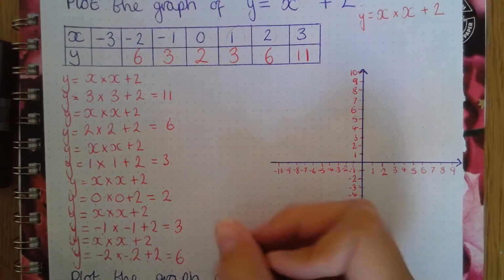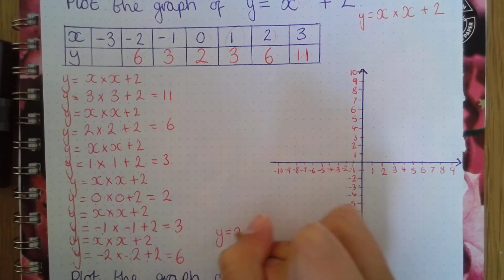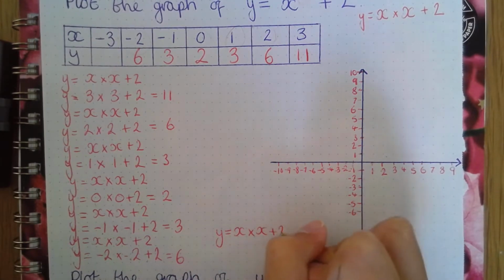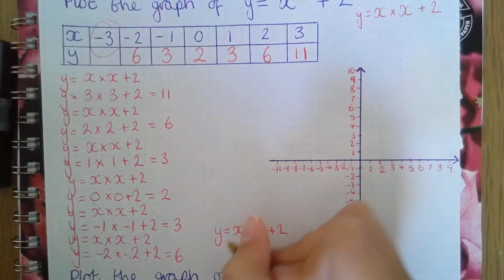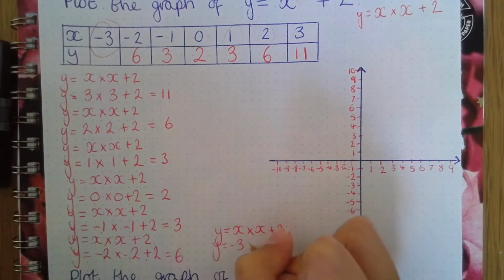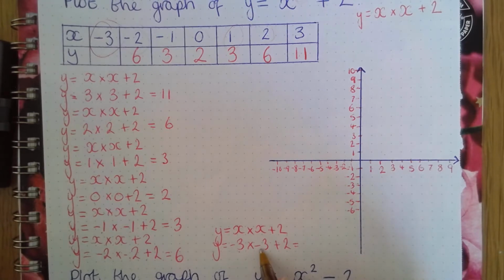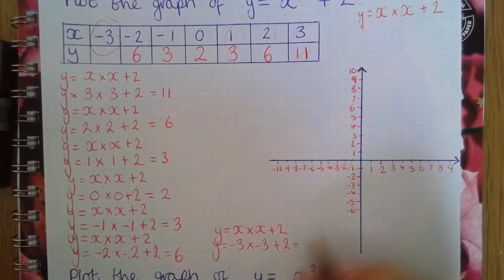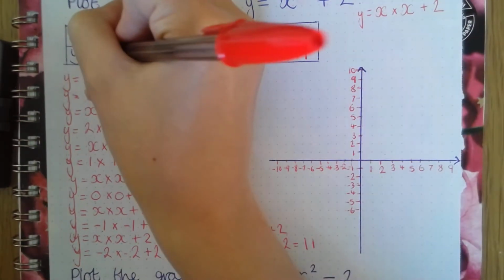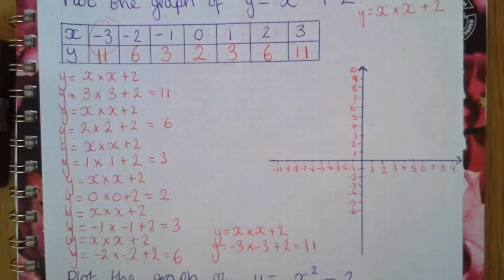Okay, and then I'm just going to do the last one down here as well. So x times x plus 2, but this time we're going to use negative 3. So it's negative 3 times negative 3 plus 2. Negative 3 times negative 3 is 9, plus the 2 is 11. So I've got 11 in this box here.